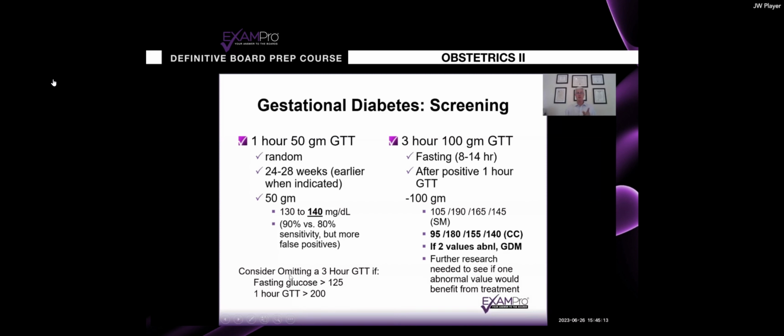Do consider, and this is something that happens more commonly these days, you don't need to go to a 3-hour GTT if your 1-hour GTT is a really high outlier. So if the fasting glucose that you assess otherwise happens to be 125 on your initial intake, if you happen to get a CMP on somebody who is a diabetic, or if your 1-hour GTT is over 200, you can manage them as a presumptive diabetic and you don't need to go through a whole 3-hour GTT.